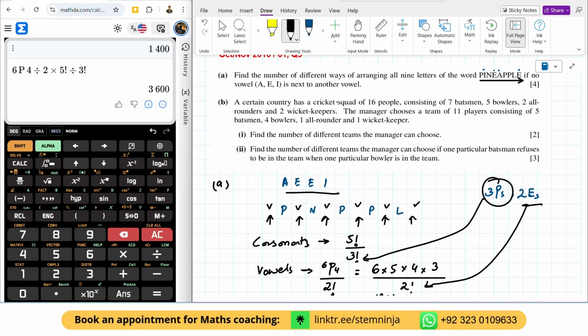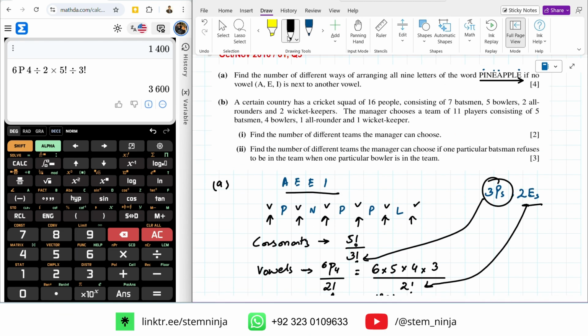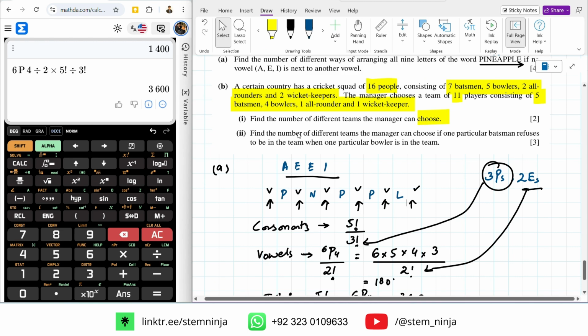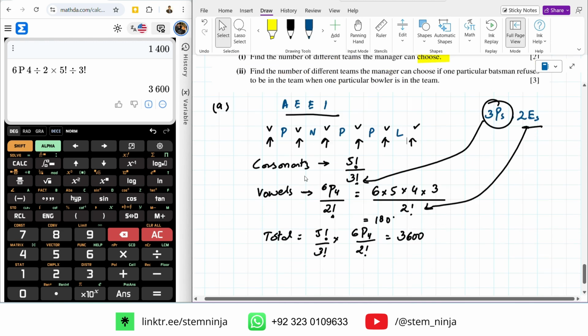A certain country has a cricket squad of 16 people consisting of 7 batsmen, 5 bowlers, 2 all-rounders, and 2 wicket-keepers. The manager chooses a team of 11 players out of 16, consisting of 5 batsmen, 4 bowlers, 1 all-rounder, 1 wicket-keeper. Find the number of different teams the manager can choose. Since this has nothing to do with the order, we can have combinations.